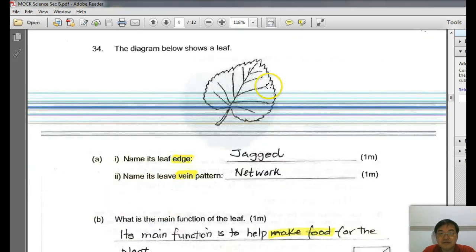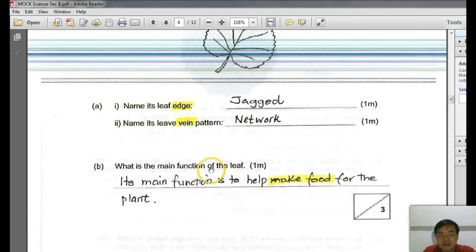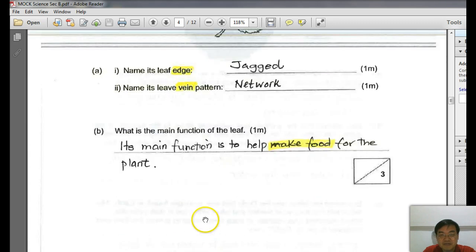This diagram shows a leaf. This is a heart-shaped leaf with jagged edges, and network veins. Okay, so the edge of this leaf is jagged, the vein pattern is network. Now what is the main function of the leaf? Right, its main function is to help make food. Now it is to help make food for the plant, not give food, not any other thing, but just help to make food. All right. Next.